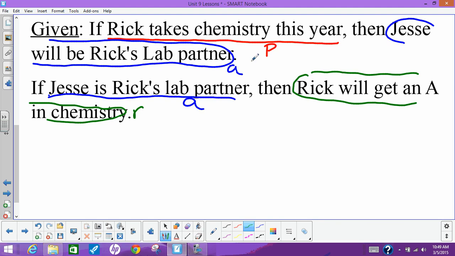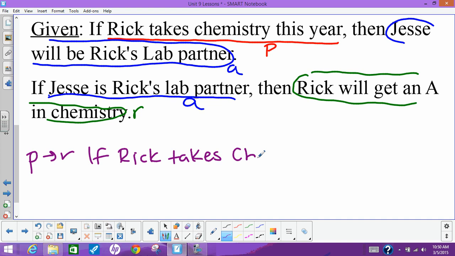So we do have if P then Q and if Q then R. So the thing that we can conclude is if P then R, which would be if Rick takes chemistry this year, then, and our conclusion of this statement will be what R was, Rick will get an A in chemistry.